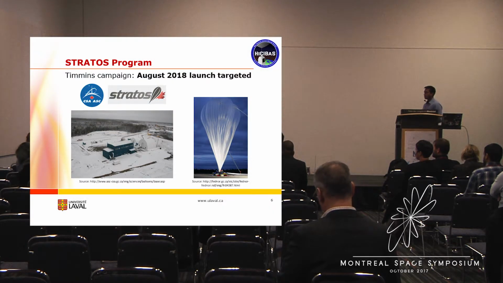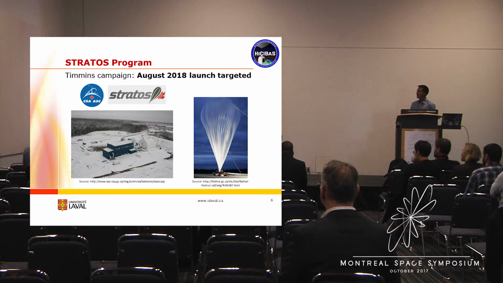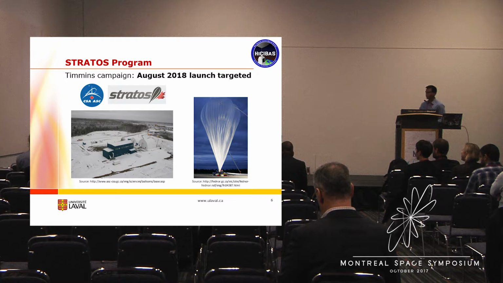We are happy to say we're launching under the STRATOS program. I know a couple of you here. We're launching from Timmins, Ontario, by the way. That's part of the August 2018 campaign. I saw a couple of you in here yesterday pulling up Google to see where Timmins, Ontario was. So that's a view of the Timmins base on the left side there. Hopefully it'll look like that when we go in August. But that is where our launch campaign is going to be happening from.